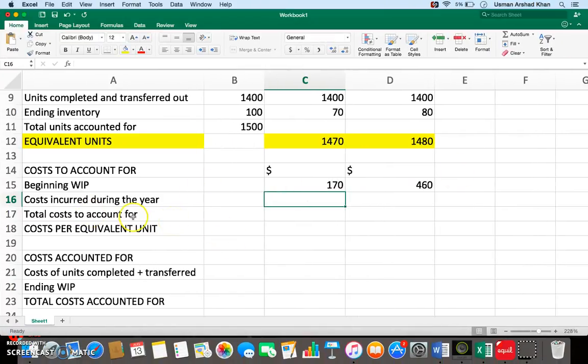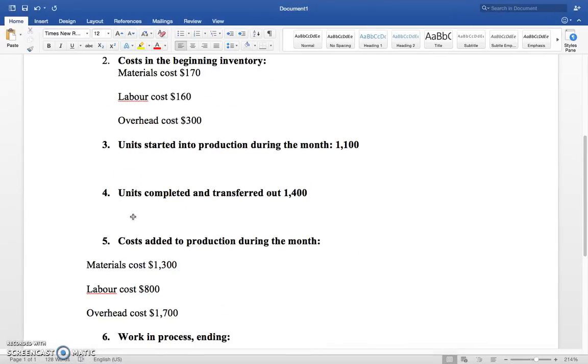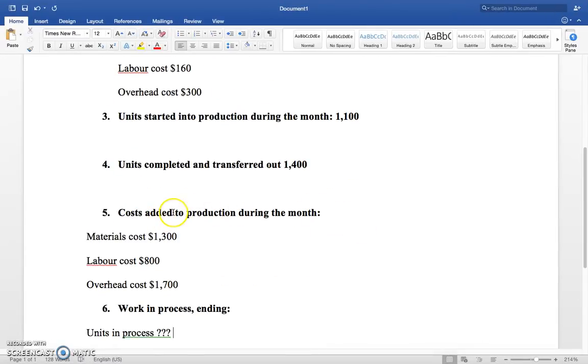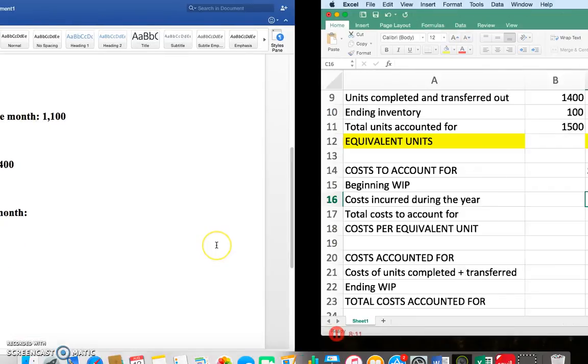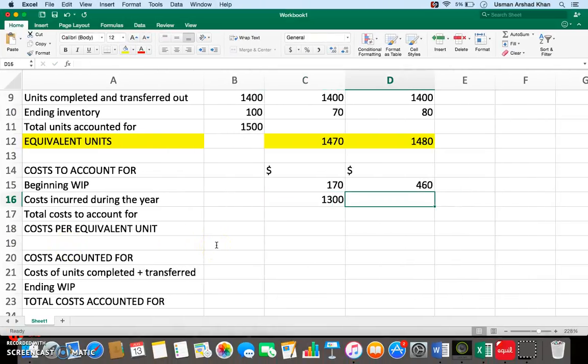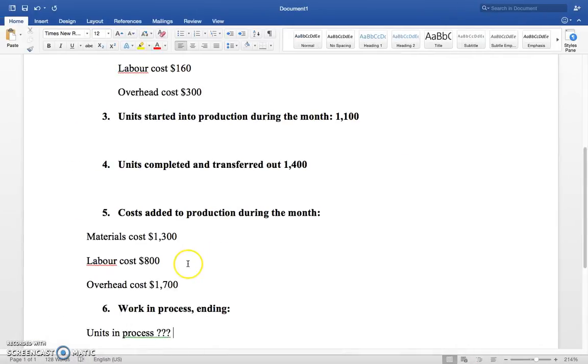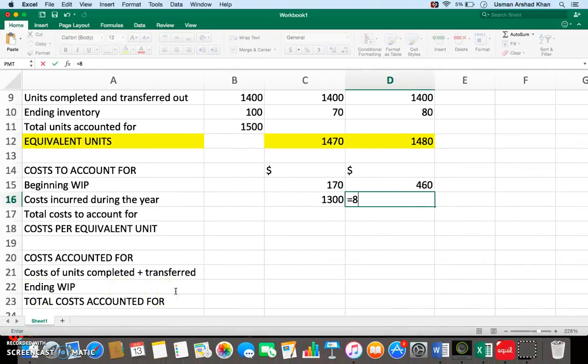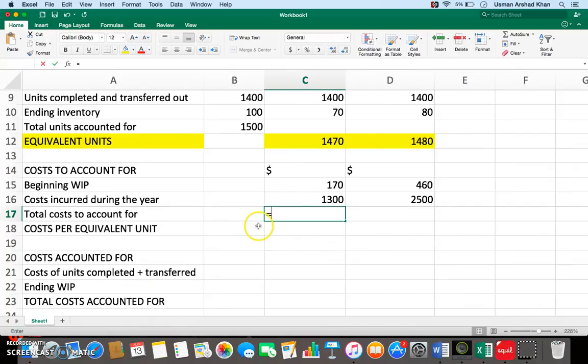All right, so costs incurred during the year. We're only looking at costs at this moment. So costs added to production during the month. Materials cost 1300. There we go. And then 800 and 1700 are your conversion costs. All right, total cost to account for, just add them up together. Okay, there you go.